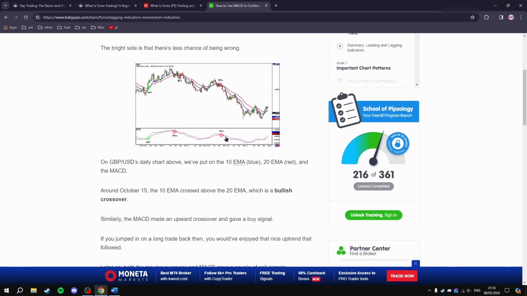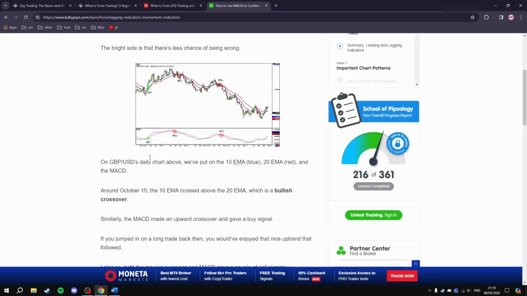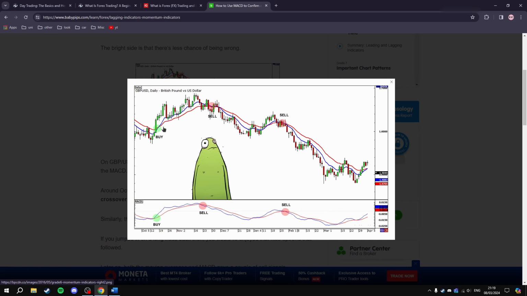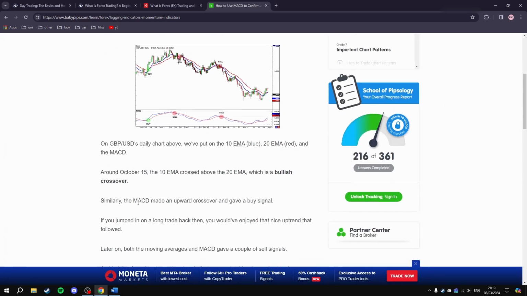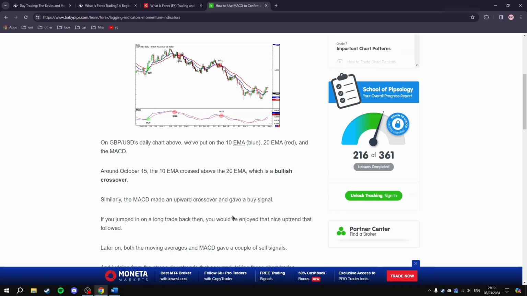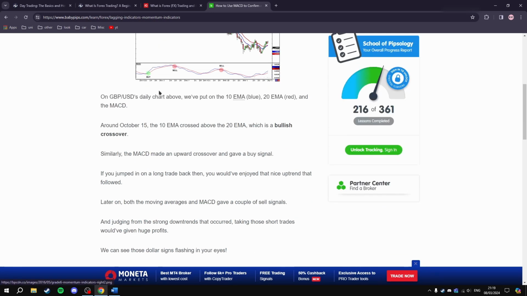Around October the 15th, somewhere around here, the 10 exponential moving average crossed above the 20 exponential moving average. So the blue line crossed above the red line here, which is a bullish crossover. Similarly, the MACD made an upward crossover and gave a buy signal. If you jumped in on a long trade back then, you would have enjoyed that nice uptrend that followed.